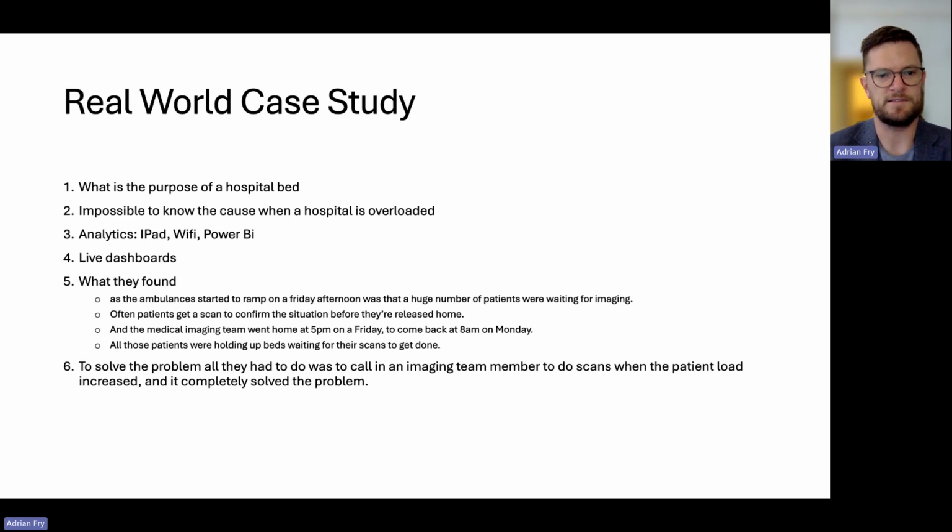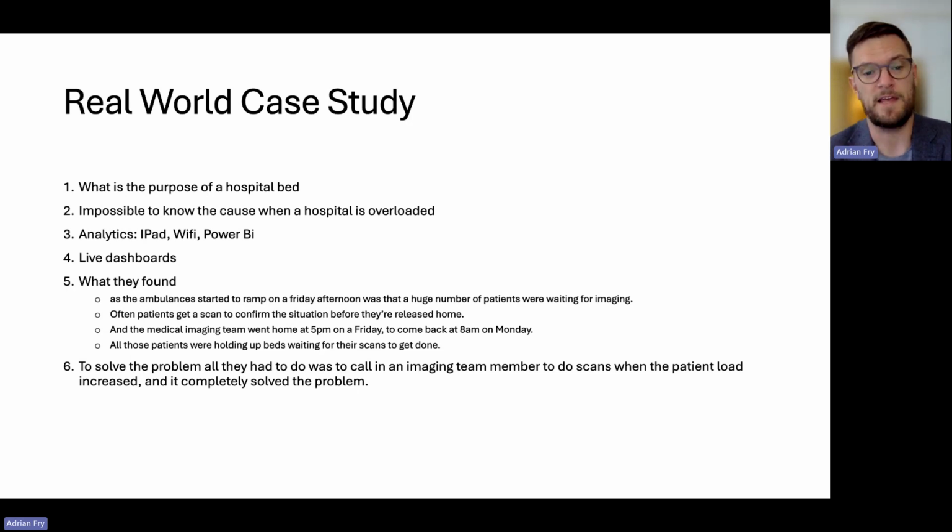So what a team of data analysts did is they put an iPad on every bed in the emergency area, connected up to the Wi-Fi, and had all that data feeding into a Power BI dashboard. Now, what they were asking was, what is this patient waiting for? And that's it. They told the nurses how to use a simple form that was automatically loaded, and just click on, yep, patient in a bed, and then choose which option they're waiting for. And that was it. And that data just fed into live dashboards.